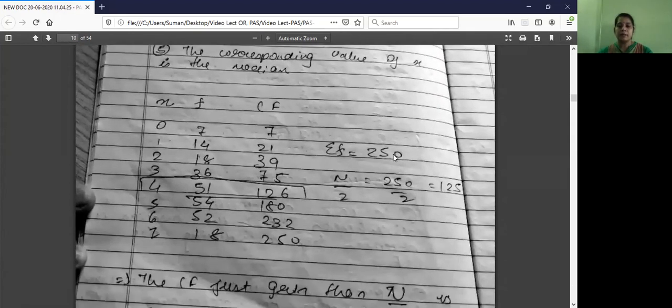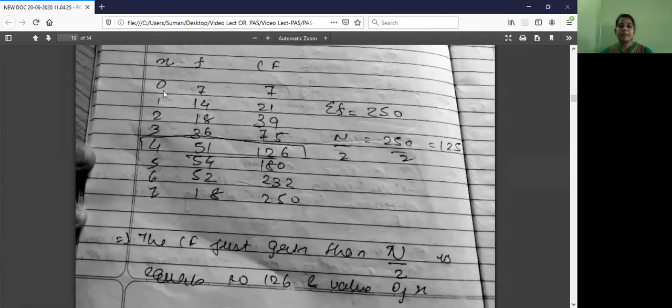Third step is find N by 2, where capital N is equal to summation f, that means sum of the frequency. Fourth step is find the CF just greater than N by 2. We have the column of CF, so we find the value of N by 2 and the CF just greater than the value of N by 2, and determine the corresponding value of the variable. And the last step is the corresponding value of x is the median.